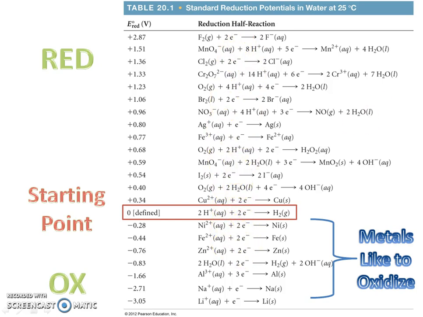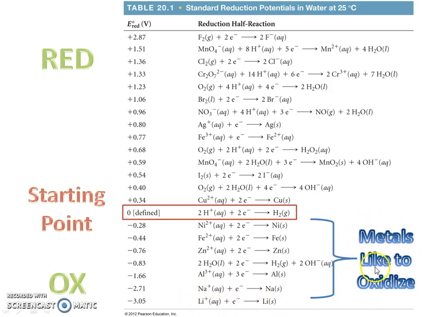So we know that these are all listed as reduction half reactions, and it also says reduction potentials. So notice the top of the list is going to be the most easily reduced. And if we go to the bottom of the list, and this should really make sense, lithium really doesn't like to be reduced. Lithium likes to be oxidized.